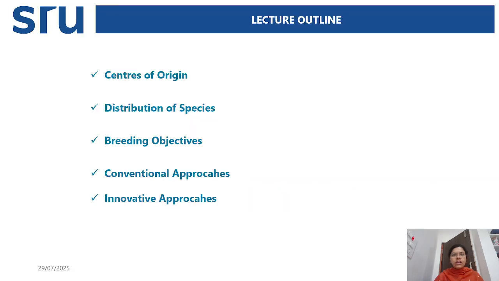So, here are the lecture outlines. Here we'll discuss the centers of origin of all the crops, that is wheat, oats, and barley. And next we'll discuss the distribution of the species, breeding objectives, and next breeding methods, which include both the conventional breeding methods as well as the innovative breeding methods.